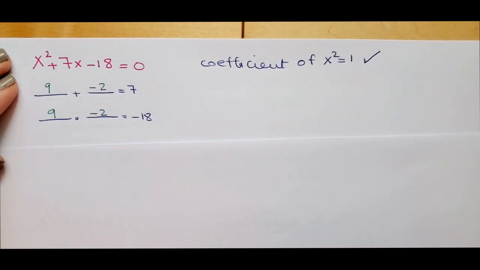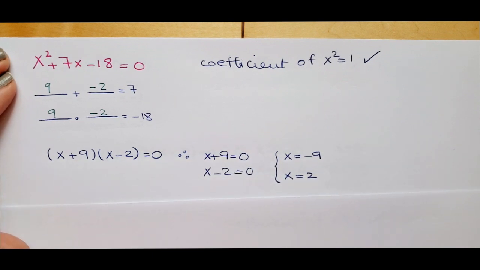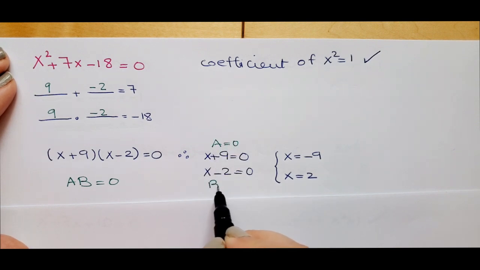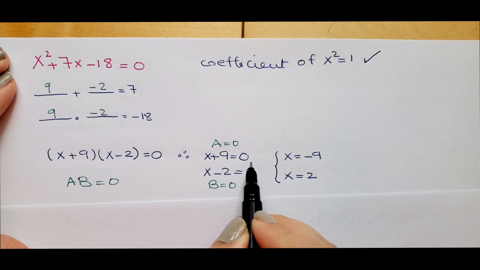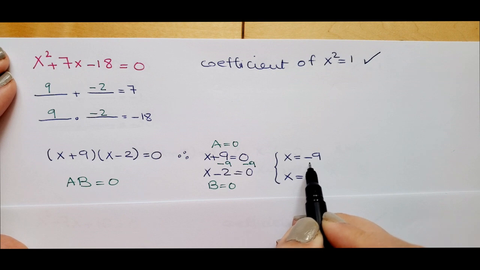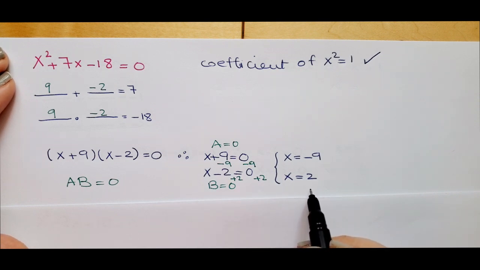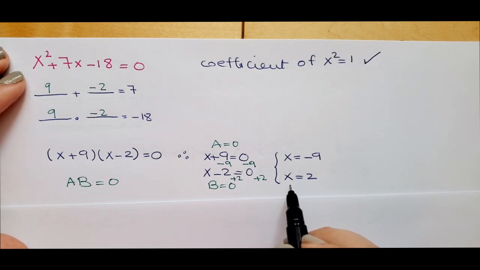So now this will be factorized into x plus 9 times x minus 2 equal to 0. So again, once more, a times b is equal to 0. That means either a is 0 or b is 0. Here, this is a simple linear equation. I add negative 9 to both sides, so x would be negative 9. In the second one, I add plus 2 to both sides to isolate the x, and x would be plus 2. So the final answers, or the roots for this quadratic equation, would be negative 9 and 2.